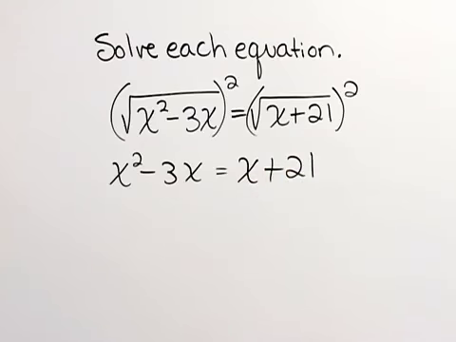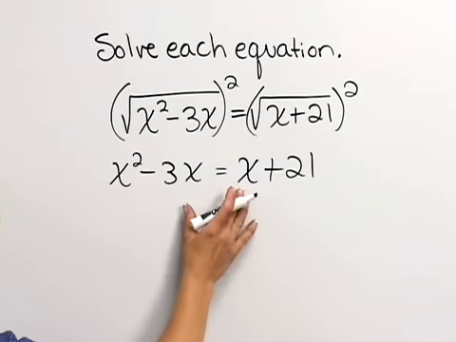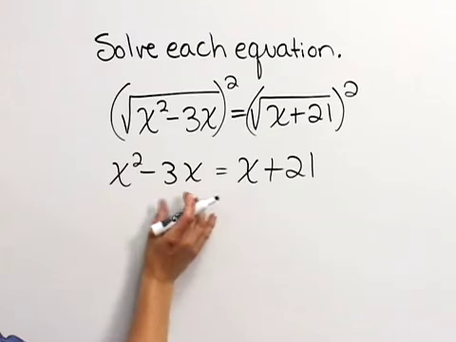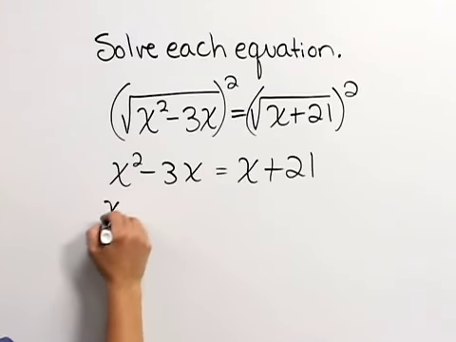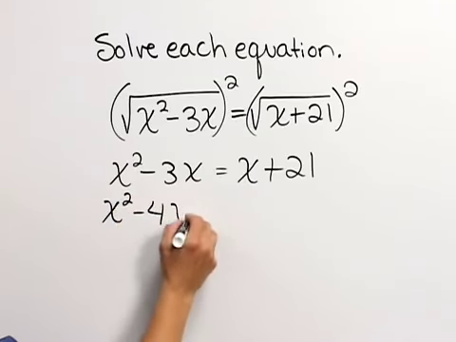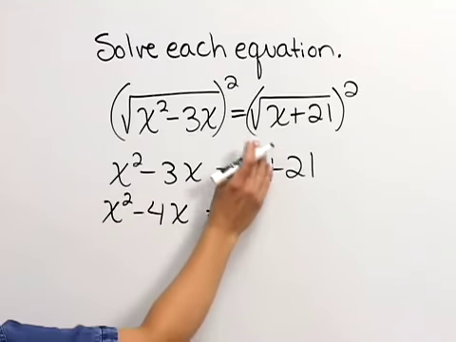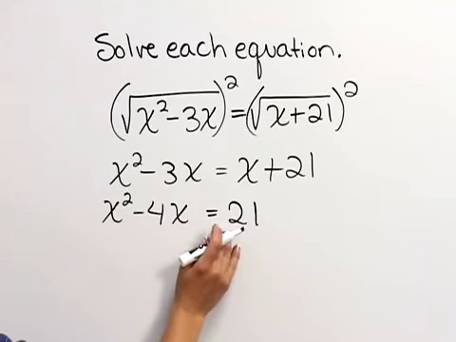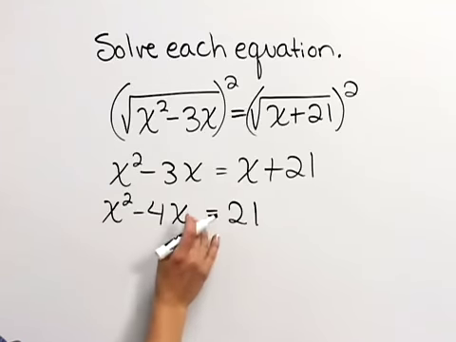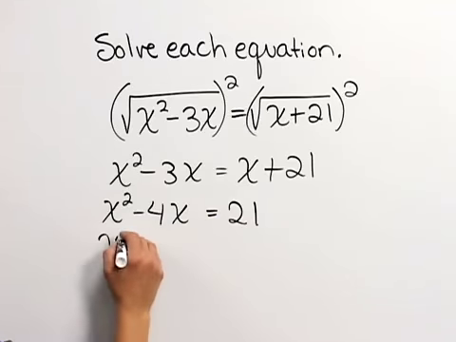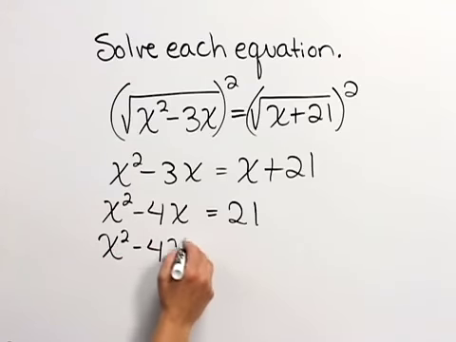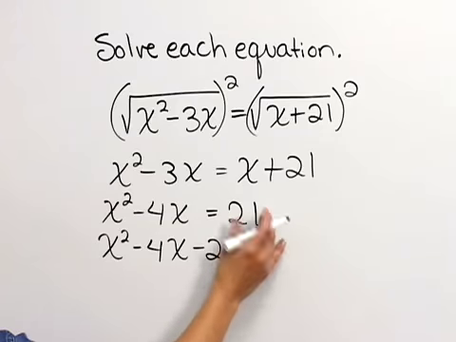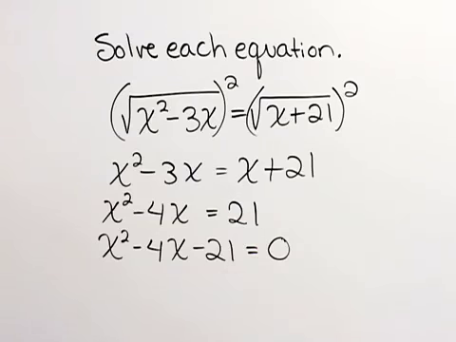Now I notice I have an expression with an x squared in it, so I need to get 0 on one side. So let's subtract x from both sides. Subtracting x here, I get a negative 4x, and subtracting x here, this disappears to leave me with a 21. Now I'll subtract 21 from both sides. Subtracting it over here gives me x squared minus 4x minus 21, and subtracting it here gives me 0.